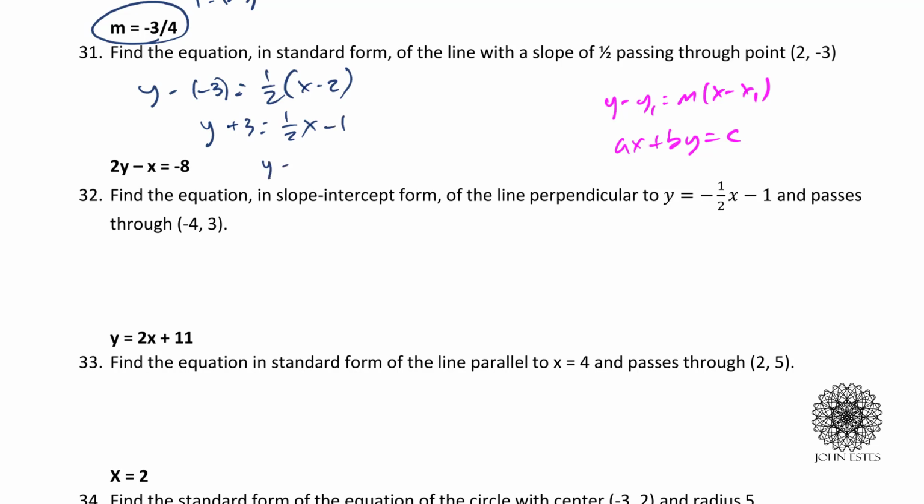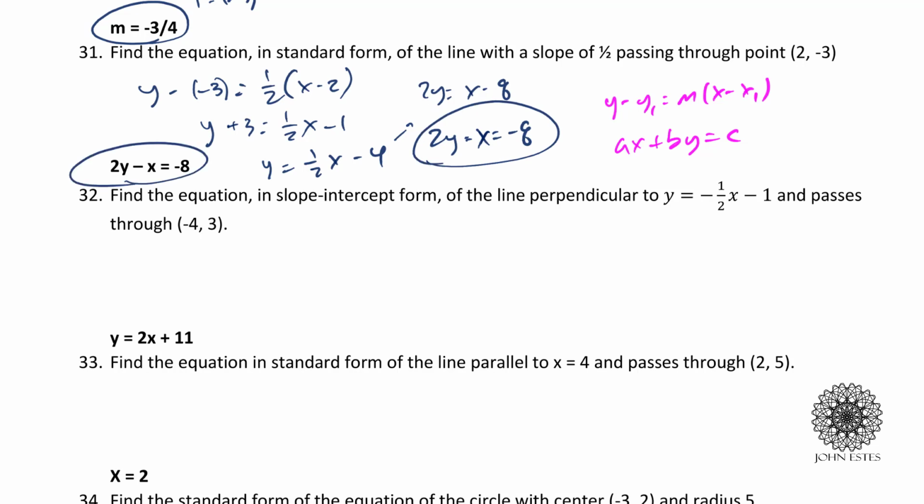So then I have y equals 1/2 x minus 4, right? Okay, but to get it in standard form, what I'm going to do is multiply everything by 2. So I have 2y equals x minus 8, and then just get everything except the constant by itself. So I have 2y minus x equals negative 8. And you can see that there. That's your standard form. This is your slope intercept form, by the way, as well.